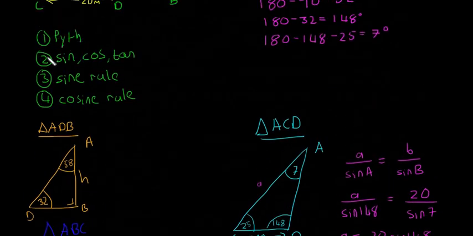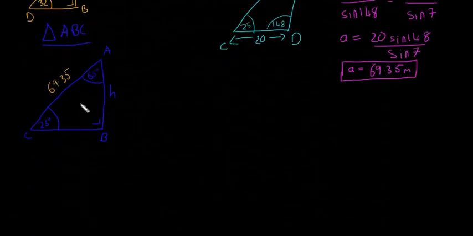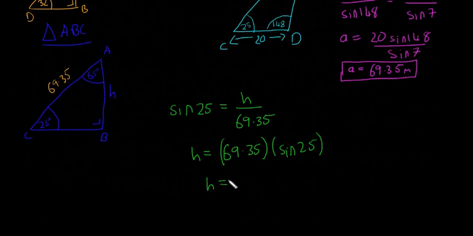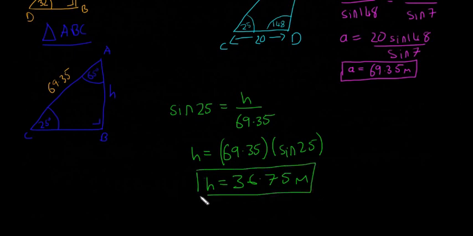So do we use Pythagoras, sine, cos, tan, sine rule, or cosine rule? We can use Pythagoras, but we can use sine, and we're going to be able to find out what h is by using sine. Okay, so remember, sine is opposite over hypotenuse. So in this case, sine 25 is going to be h, which is the opposite, over the hypotenuse, which is 69.35. And that means if we multiply both sides by 69.35, we get h is equal to 69.35 multiplied by sine of 25. We can find our number for the height of the pole, and that's going to be equal to 36.75 meters. And there we have it.